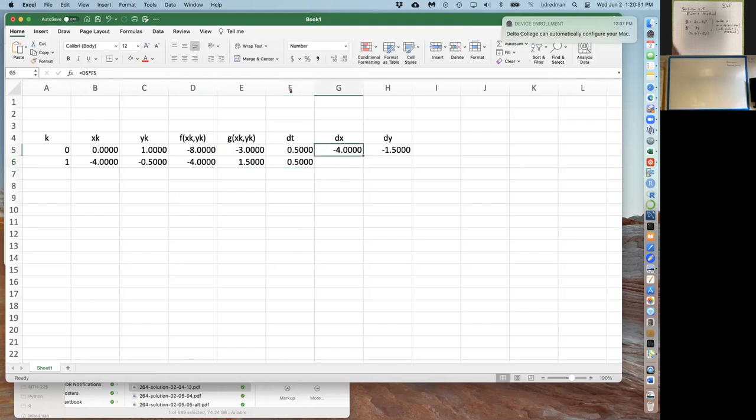Now this one was made out of those two, so I think I can just drag that down. Yes, I think I can just drag that down. I didn't drag down the whole thing yet. Now I can drag down the whole thing. But are the numbers happening the way I want them to? Half of negative 4 is negative 2, half of 1.5 is simplified. I think the numbers are happening. So now I'm going to drag this down considerably.